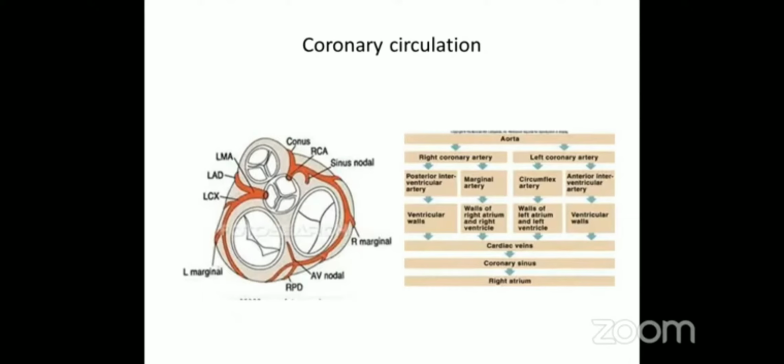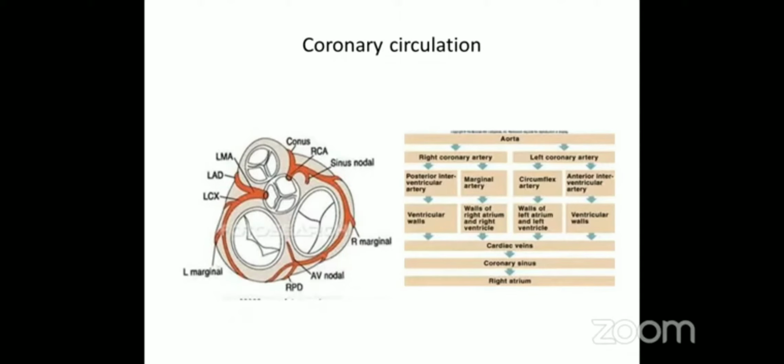Similarly, in case of left coronary, it gives the left anterior descending, which is commonly called LAD, which runs along the anterior interventricular groove. It also gives the left circumflex artery and left marginal artery. After the branches, the area of distribution, you can again draw a flow chart showing which part is supplied by which artery. So right coronary supplies most of the conducting system as well as the ventricles and the walls of right atrium, while left coronary supplies the rest of the area.